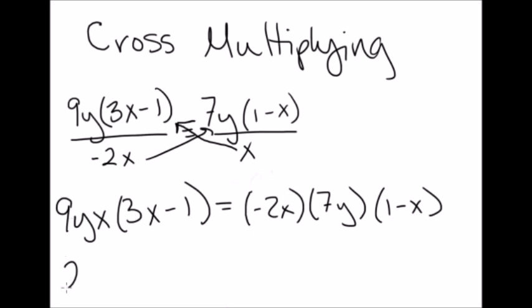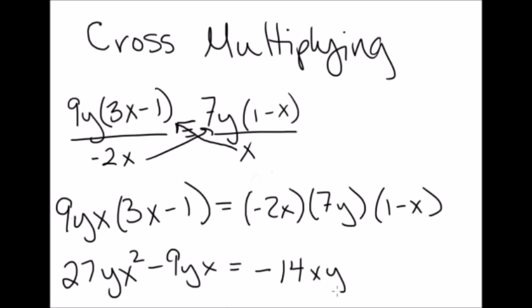If you work it all the way through, you get 27yx² - 9yx equals negative 14xy + 14x²y. And you can simplify that a bit further, but we can stop there for today.